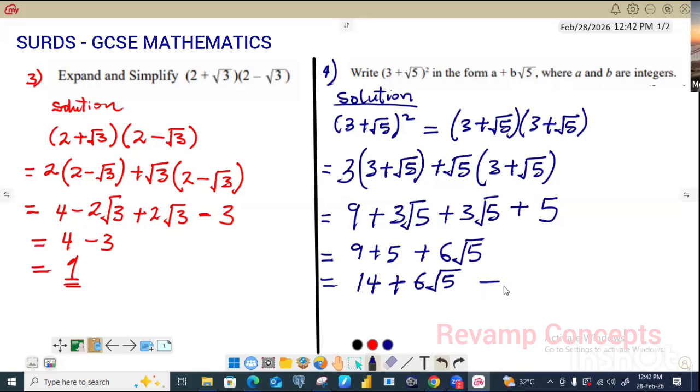And this is in the form of a plus b root 5. We can say our a is equal to 14 and our b is equal to 6 from what we have here.